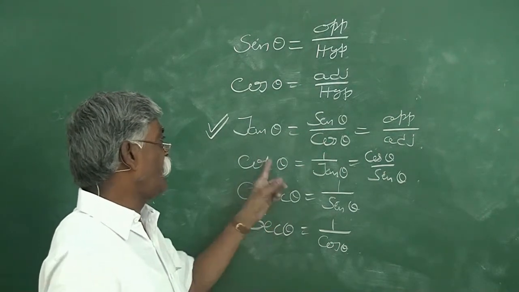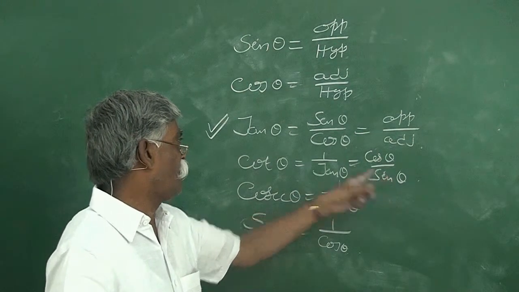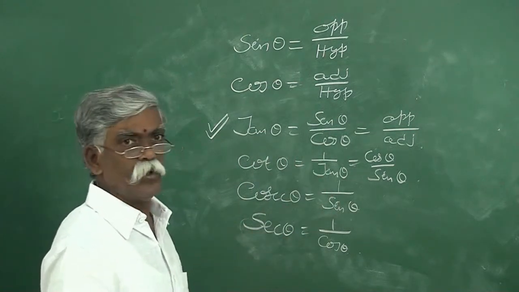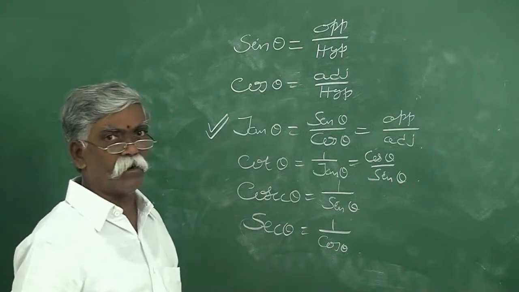Like that, cot theta is cos theta by sin theta. Therefore cos theta equals sin into cot. It is also equal to 1 by tan. Cosecant is 1 by sin, secant is 1 by cos.